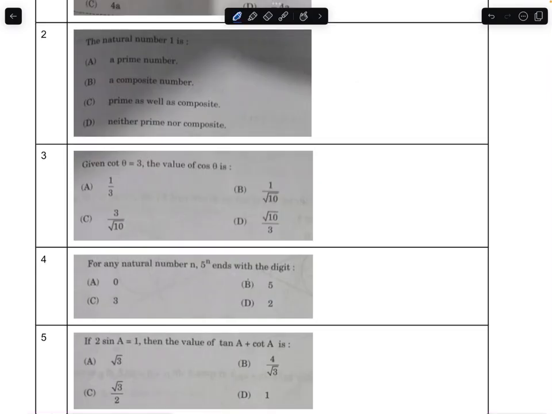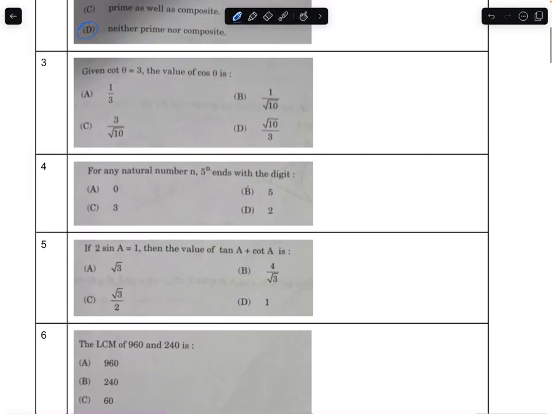Question 2. The natural number 1 is neither prime nor composite. Question 3. Cot theta is equal to 3. The value of cos theta is. Cot theta is equal to adjacent upon opposite. And the value is given as 3, which means 3 is the adjacent and 1 is the opposite.